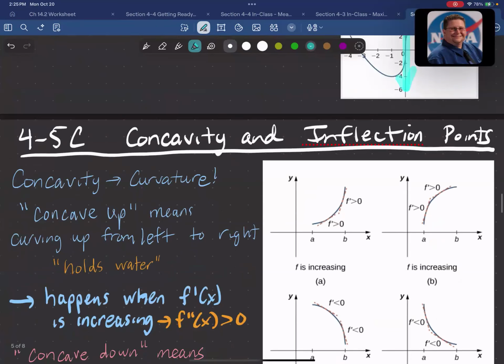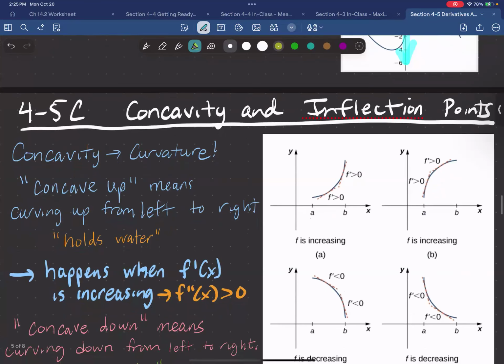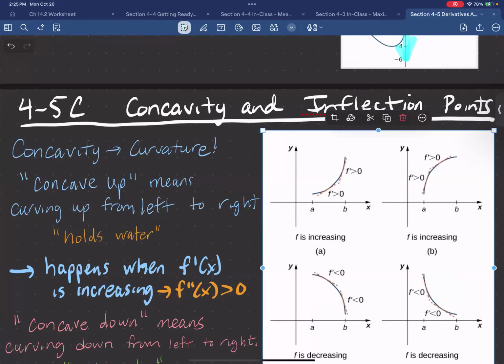Welcome back. We're doing concavity and inflection points. Concavity is curvature, okay? It's a great way to think about it. Concavity is curvature. So we say something is concave up if it's curving from left to right.